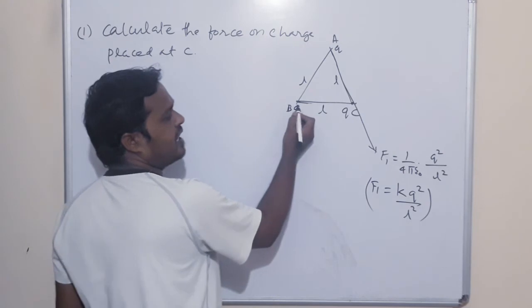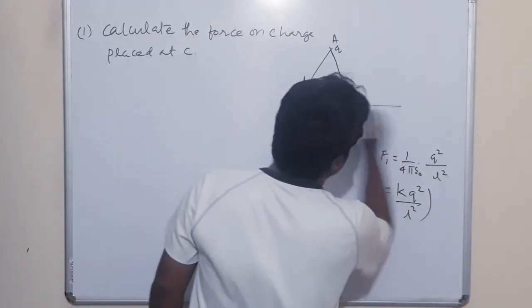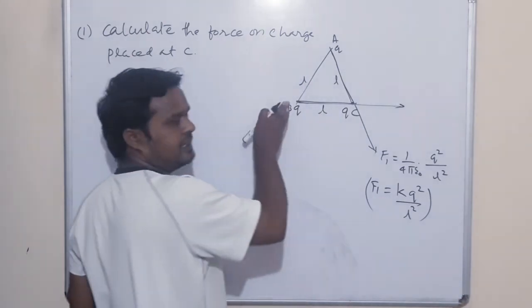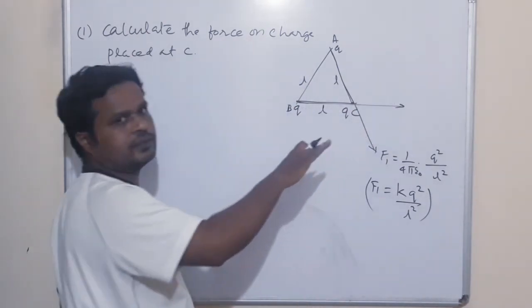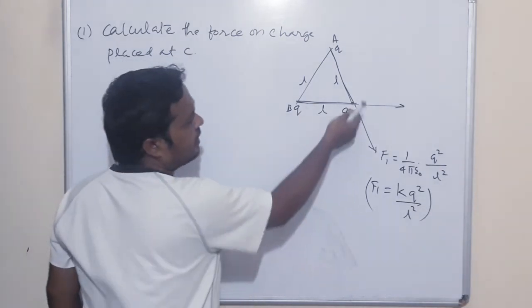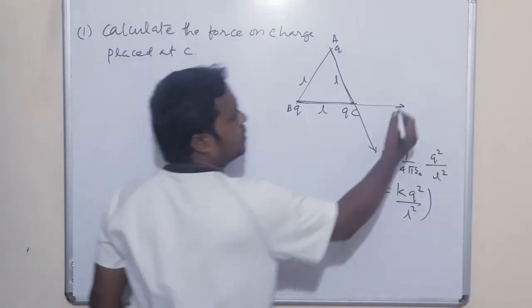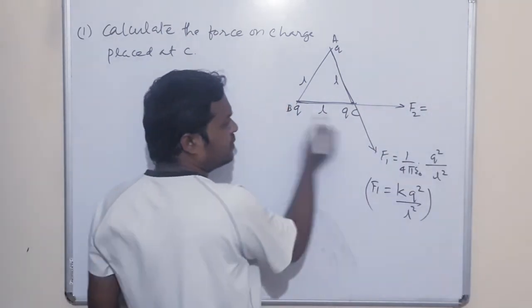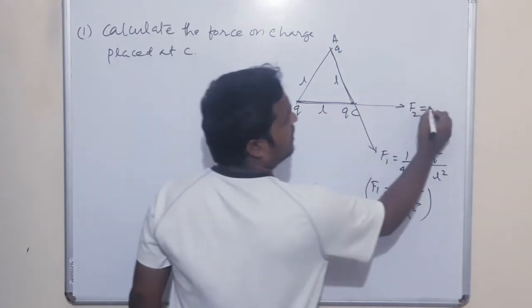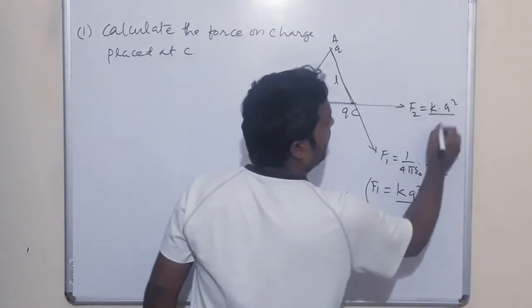This charge placed at B is repelling the charge at C in this direction. Repulsion will always be along the line joining the charges. If it were negative here, it would have attracted it like this. This is positive, so this force is F2. Again, charges are same, distance is same, 1 by 4 pi epsilon naught, Q into Q. This will be Q square by L square.